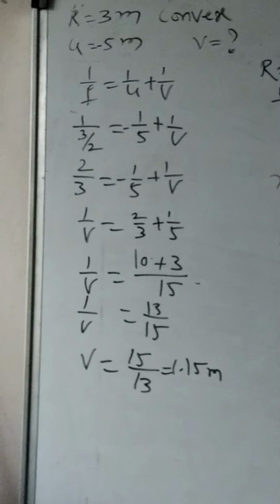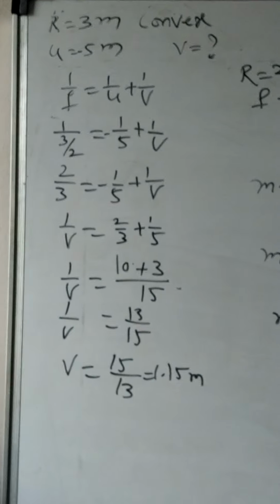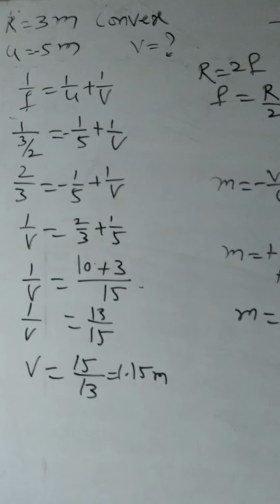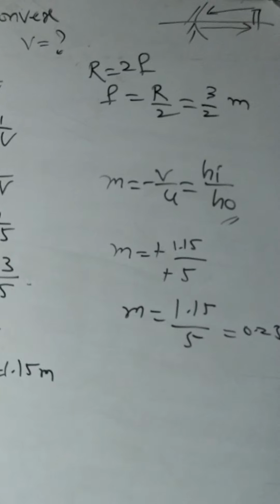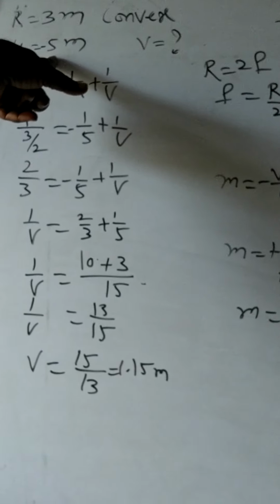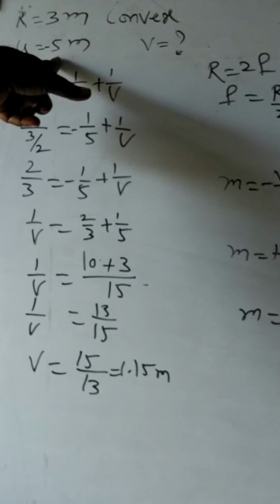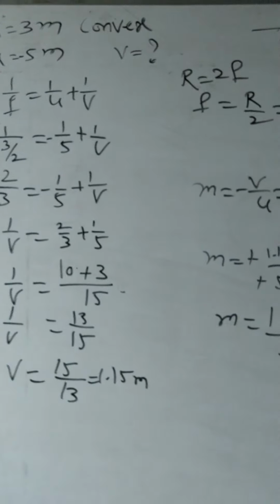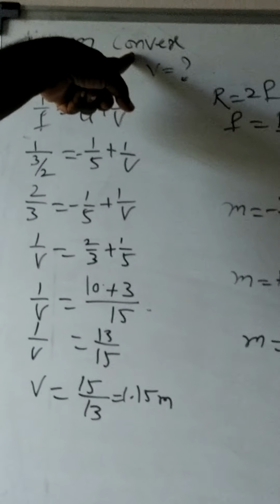So what type of image is it? Virtual and erect. Why? Because it is a convex mirror, so you cannot catch the image on a screen. It forms with magnification 0.23, less than the object size. It forms between the pole and the object. So that's why it is a virtual image that you cannot catch, because it is a convex mirror, not a concave one.